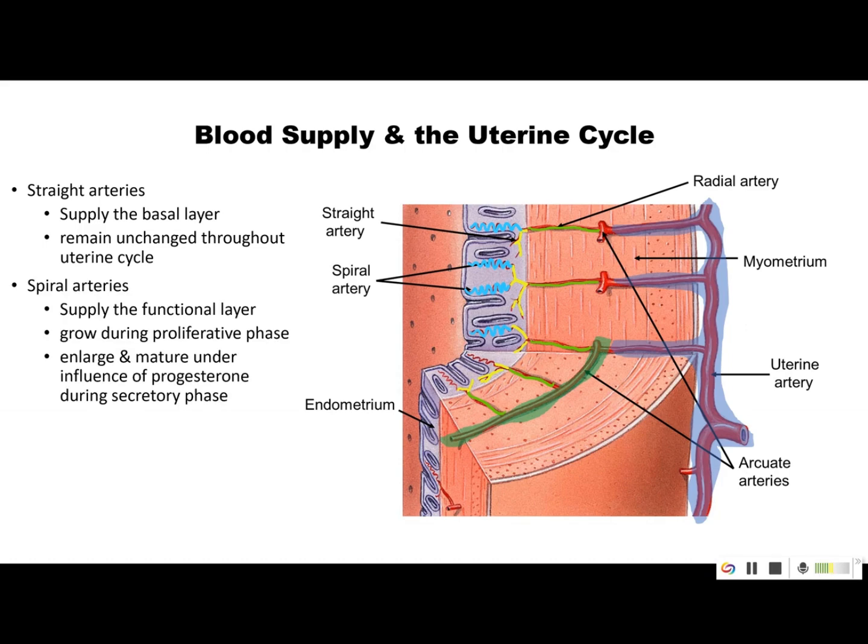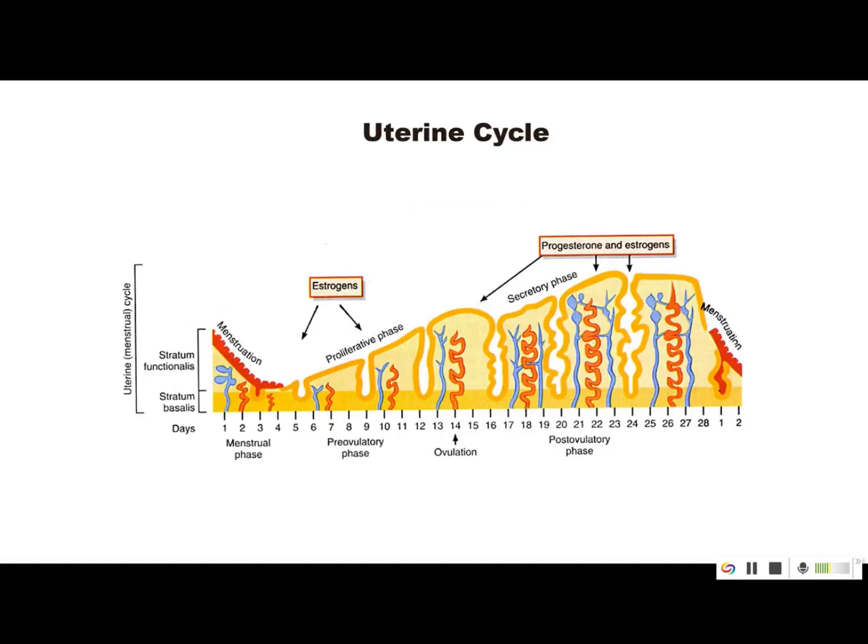The functional layer of the endometrium is supplied by the spiral arteries, and these arteries undergo dramatic changes under the influence of progesterone. If the ovum is not fertilized, the loss of progesterone and LH results in spastic contraction of the spiral arteries in the stratum functionalis and the shedding of the endometrial lining.